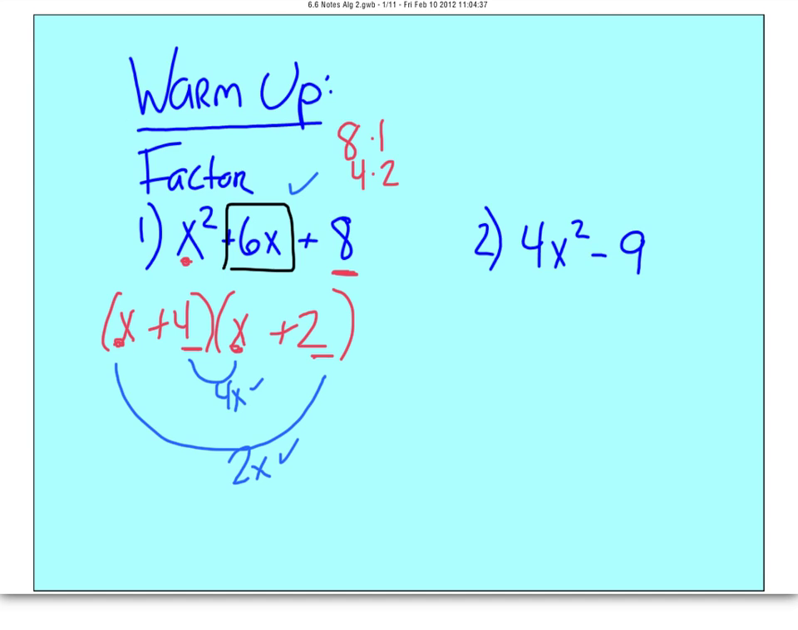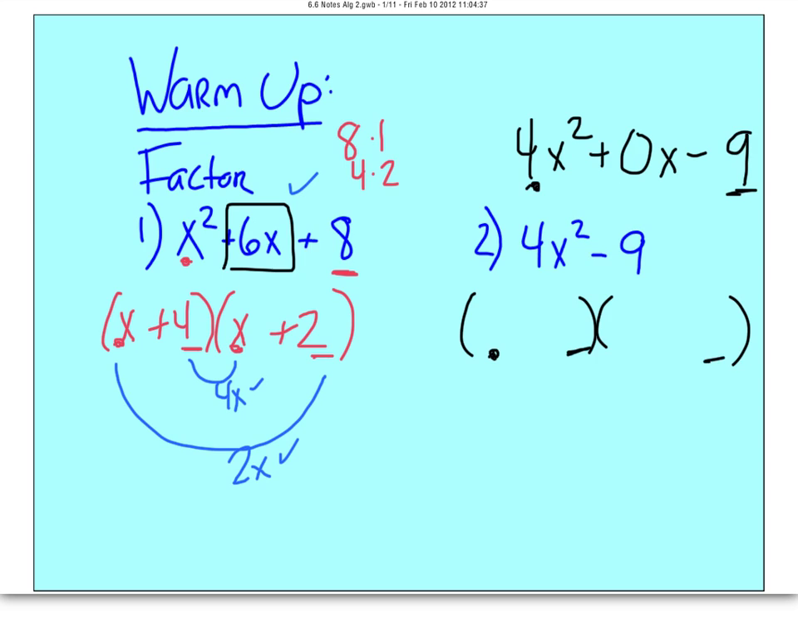Number 2, be careful. There's an x squared and a 9. Where's the x? Remember on this one, there's a 0x if you want to see it there. Factoring works the same way. I'm going to do two groups so that the 4x squared goes here, the negative 9 goes here, such that when I multiply these two together, they'll add to 0.